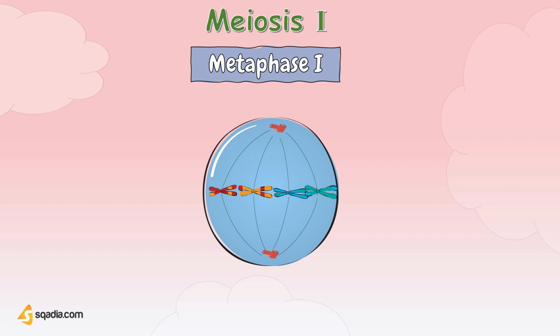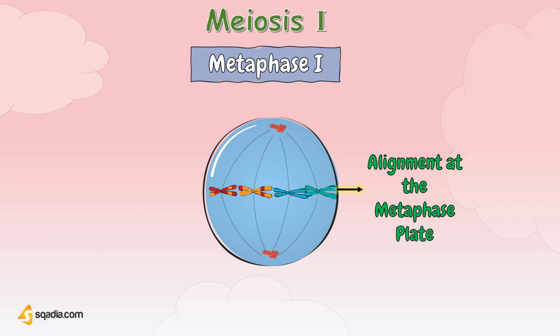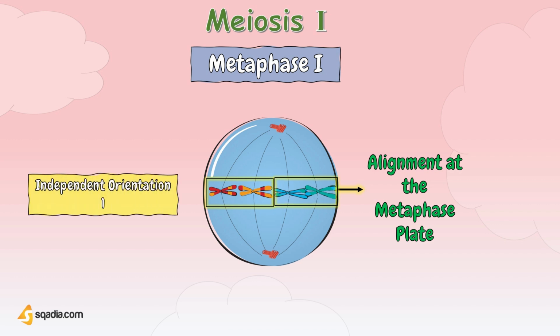In metaphase, the chromosome pairs line up next to each other along the center, the equator of the cell. The imaginary line where these chromosomes align is also called the metaphase plate. Another thing to note here is that the arrangement of chromosomes determines the degree of genetic variation.